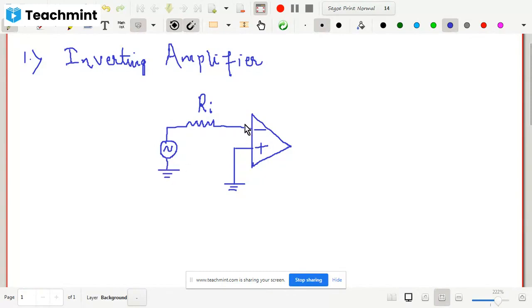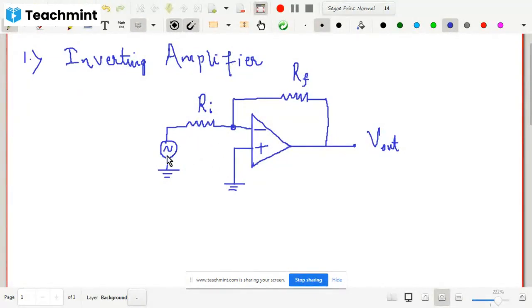We are giving some voltage here on the inverting side of the amplifier, and as I told you, most of the time we will be discussing the concept of negative feedback. So we will have a feedback network here, and some output voltage is fed back to the input through this resistance, which is known as Rf, and here we will have the output voltage V out. So this is the circuit diagram of the inverting amplifier.